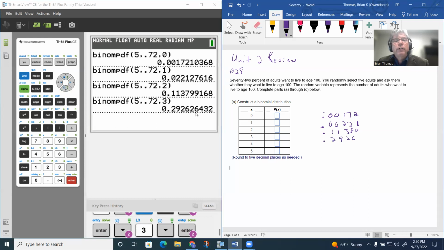0.29262. But notice how there's a 6 after that too. So that 2's got to round up to a 3. So 0.29263. So that's for 3.